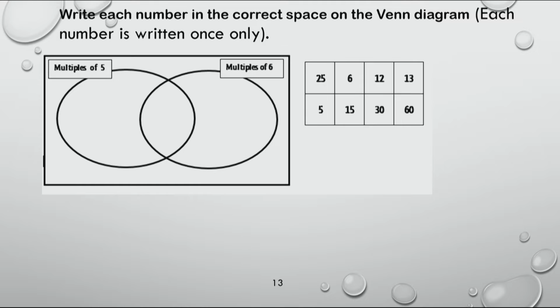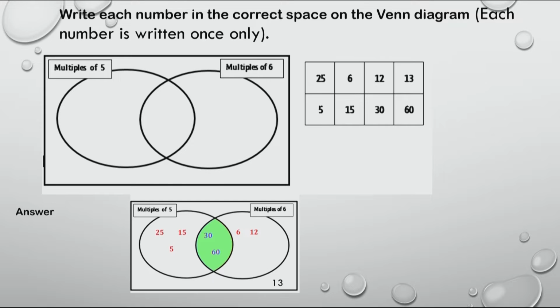Remember, you're looking for all multiples of 5, all multiples of 6. But if you look, there's a region where the 2 ovals overlap. Have a go, fill in the numbers. One of the ovals should be the multiples of 5, and the other one all multiples of 6. Well done if you've done that. Excellent. And here is the answer.